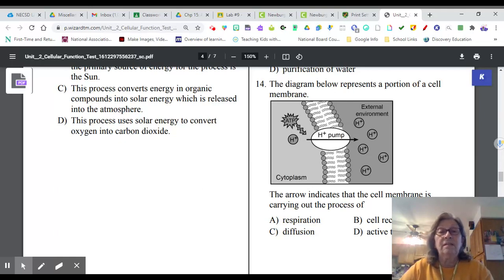Question number 14. The diagram below represents a portion of a cell membrane. We see external environment, ATP, H+, H+ pump, H+, H+, H+, cytoplasm. The arrow indicates that the cell membrane is carrying out the process of A, respiration, B, cell recognition, C, diffusion, or D, active transport.